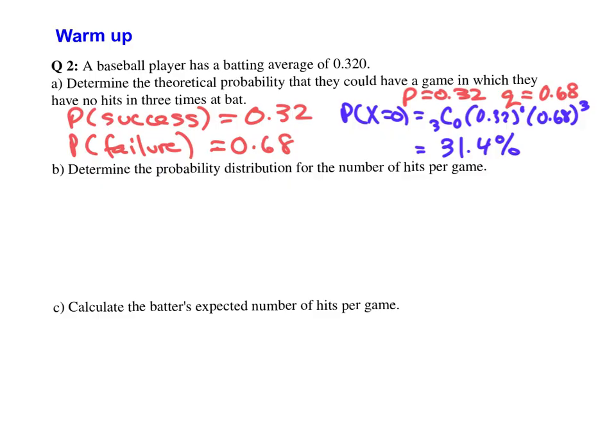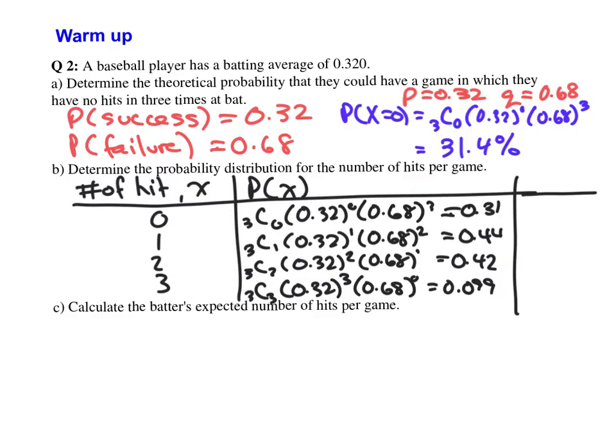Determine the probability distribution for the number of hits per game. I'm not going to go through per game, we're just going to go through the probability distribution for those first 3 at-bats. So we have the probability of hitting 0 times, 1 time, 2 times, or 3 times in our first 3 at-bats. We already have the probability of having 0 successes, so there are all our probabilities.